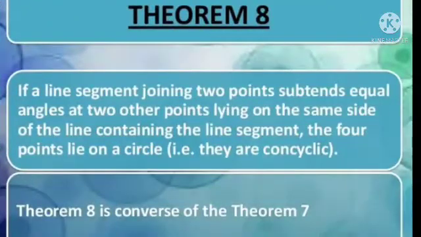Theorem 8. If a line segment joining two points subtends equal angles at two other points lying on the same side of the line containing the line segment, the four points lie on a circle. That is, they are concyclic. Theorem 8 is the converse of Theorem 7.